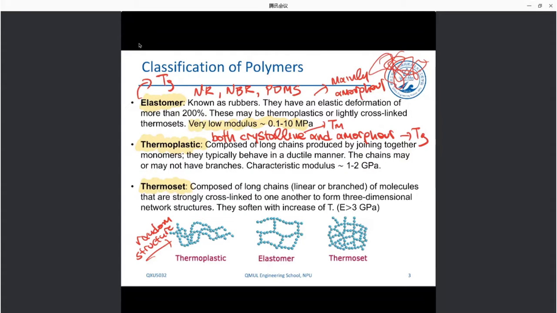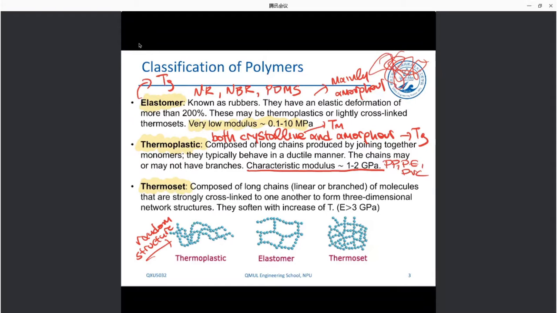The chains may or may not have branches. We talked about the effect of branches in the previous class, where we said that branches can essentially guide how chains slide against each other, and also what is the relative distance between chains, and the amount of branches also dictates the crystallinity of the materials. A characteristic modulus of thermoplastics is in the order of 1 to 2 gigapascals, and some thermoplastics can be polypropylene, polyethylene, polyvinyl chloride, and so on. Okay.